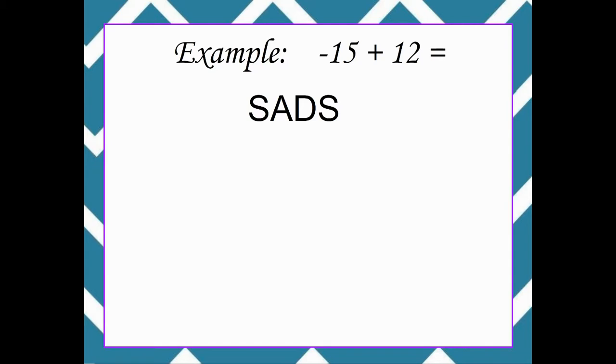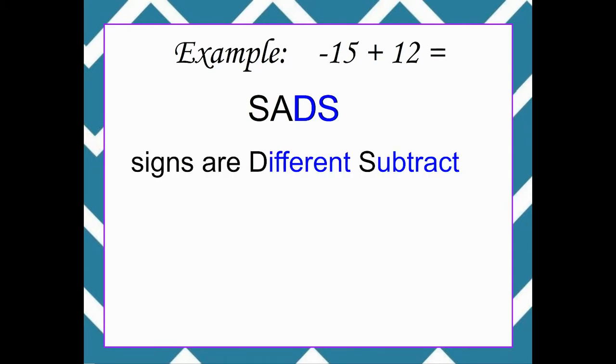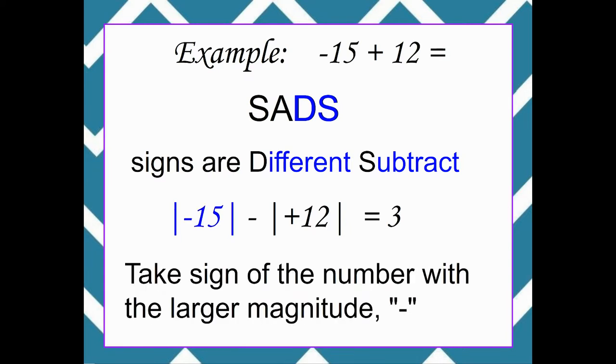Here's another example. The signs are different, so we're going to subtract the magnitudes of my addends, and I get 3. But we're going to take the sign of the number with the larger magnitude, which is -15. So my answer is -3.